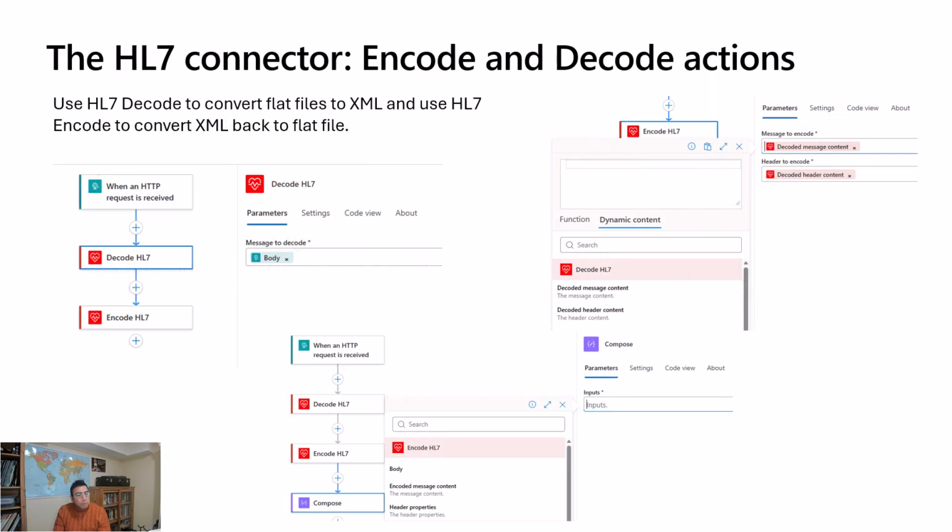Now, what we are providing for HL7 support is a connector, an HL7 connector that provides encode and decode actions. You will be using the HL7 decode to convert flat files to XML and use the HL7 encode to convert XML back to flat file.